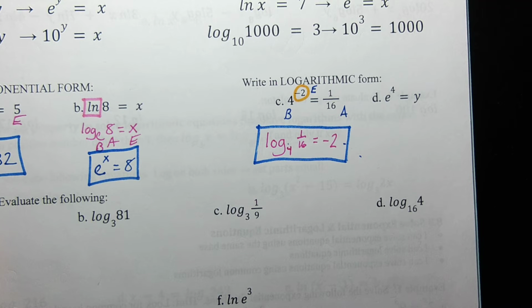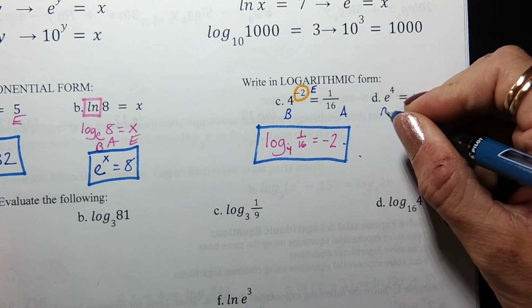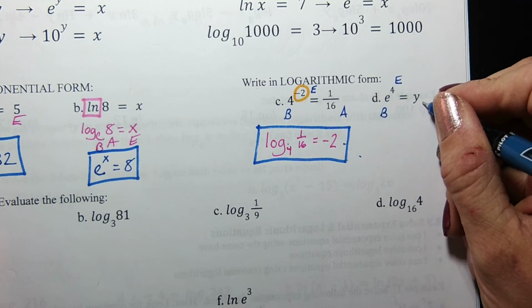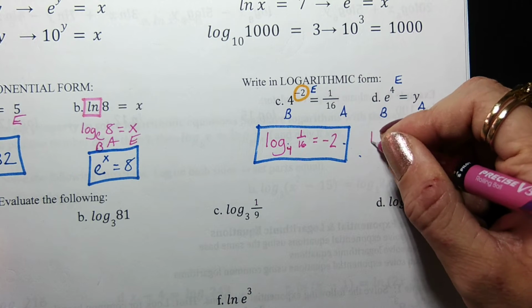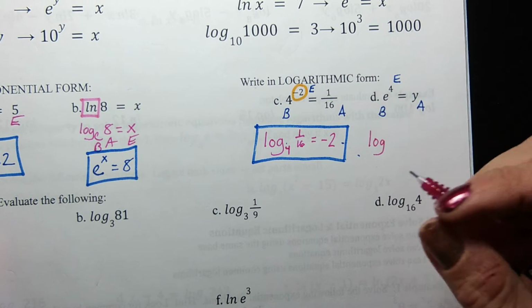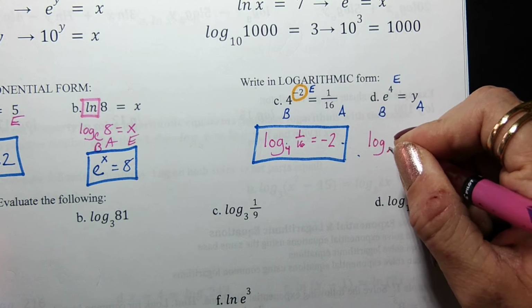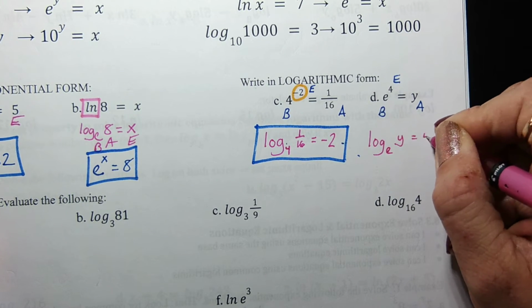Let's go ahead and take a look at D. E is my base. 4 is my exponent. And y is my answer. So we want to write it in log form. So we think of that elephant holding the log in his big base E. Animal. y. Ears. 4.